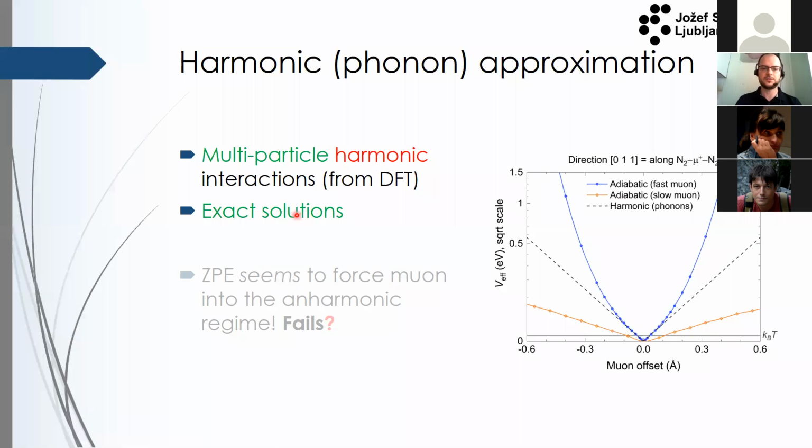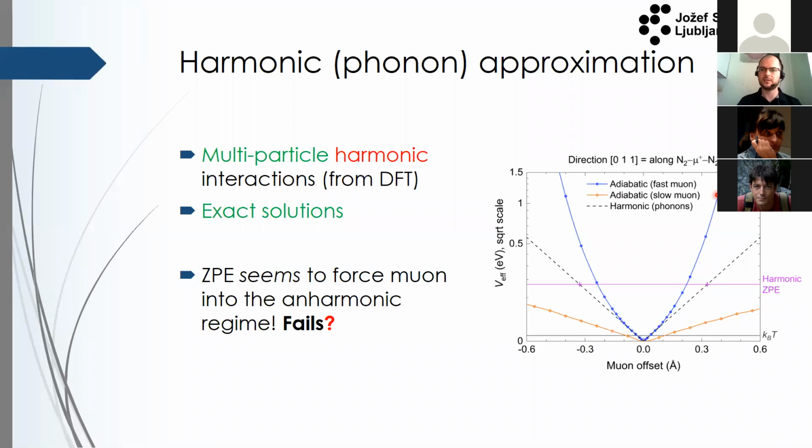The advantage here is that we have exact solutions for both the correlated wave function of the whole system, and also for the energies and everything else we want. For example, if we plot on here the harmonic zero-point energy, we see that the muon wave function spread should be about 0.3 angstrom each side of the muon, so of the equilibrium position. The problem here is that 0.3 angstrom away from the classical equilibrium position means that we enter the anharmonic regime.